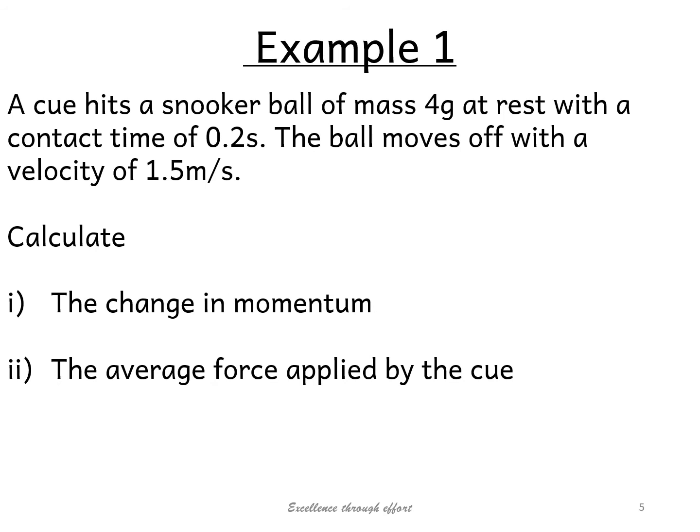Okay, so let's start with an example. And again, if you feel confident, you can try this yourself. If you're not, I will take you through the answers. So a cue hits a snooker ball of mass 4 grams at rest with a contact time of 0.2 seconds. The ball moves off with a velocity of 1.5 meters per second. Calculate the change in momentum. Calculate the average force applied to the cue. So pause it, have a go of it, and then I'll tell you the answer over the next couple of slides.